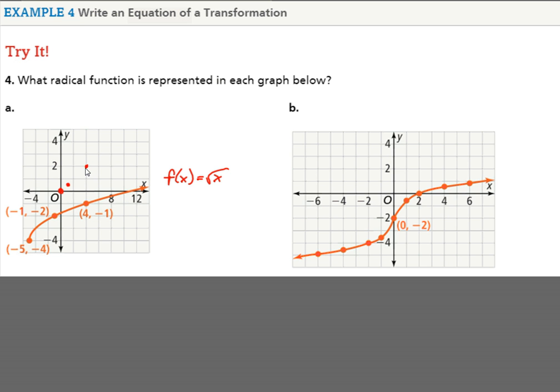4, 2 would be here. You got to be careful because this is going up by 1s, but left and right by 2s. It's kind of weird. So we're going to go out 1, up 1. Out 4, up 2. There we go. Out 9, up 3. So that's my function. This is my original f of x. And I just got to move it and figure out if it's stretched at all.